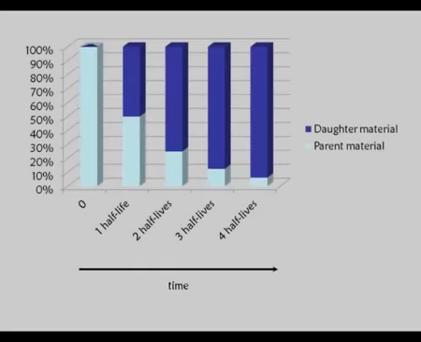So, for example, if you assume you start off with a certain percentage of a parent element, that's shown in the light blue here, and we talk in terms of half-lives. A half-life is how long in time it takes for half that sample to have undergone the radioactive decay. And you can see that after one half-life, half the material has decayed away into the stable product, which we call the daughter material. And after so many half-lives, you can work out the relative percentage of the decay product versus the original element.